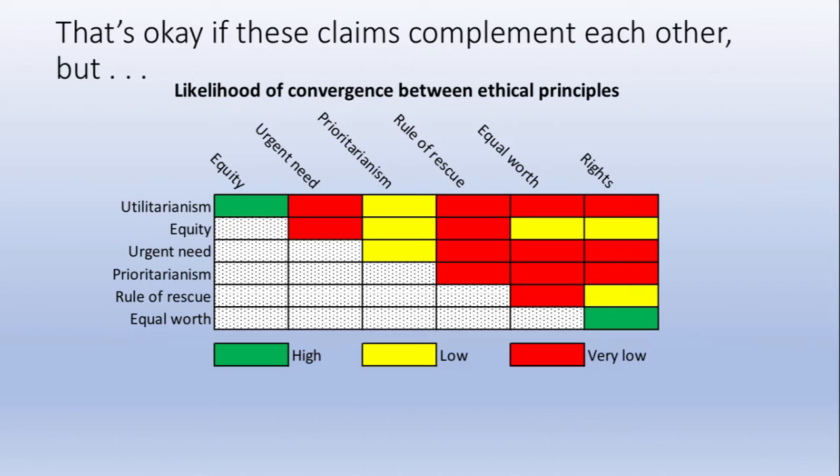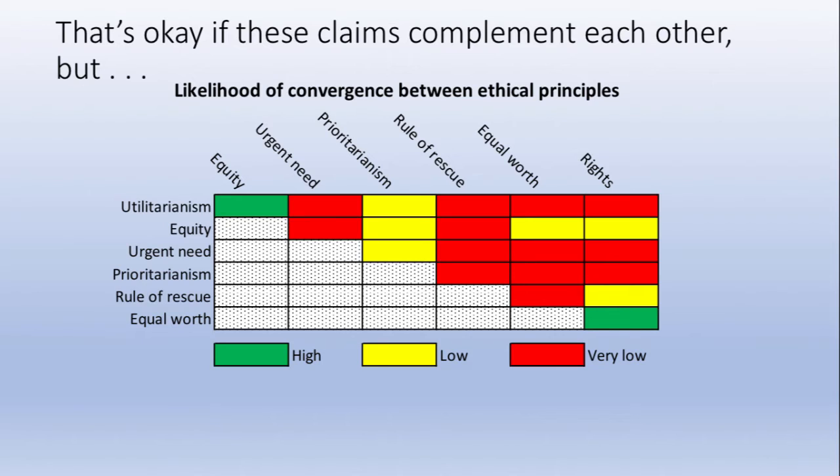Equity itself is kind of vague. Does it mean equal outcomes? Does it mean equality? Or does it mean justice based on some other criterion? Equal worth, in the way defined in the article, means equal inputs. So what should take priority, equal outcomes or equal inputs?